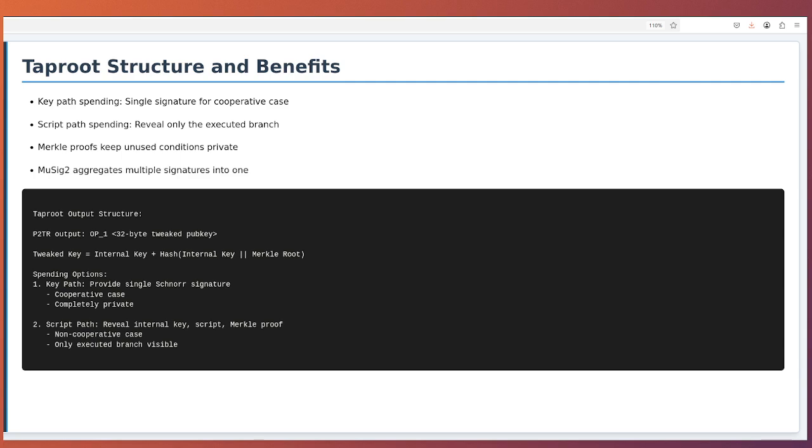Taproot enables more sophisticated contracts while making them less visible, a rare combination of enhanced privacy and enhanced functionality. This upgrade positions Bitcoin for more advanced smart contract applications while maintaining its security and decentralization properties.